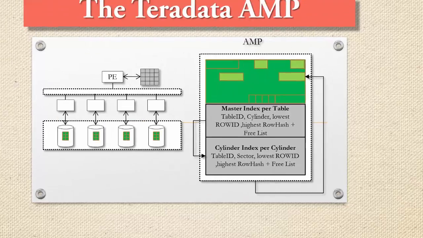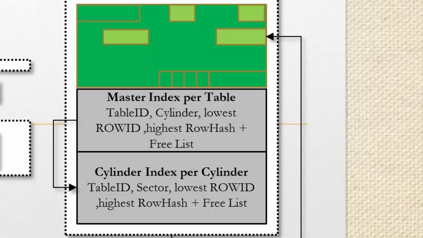On the right side of this slide, you can see a graphic representation of some of the major elements of the interior of an AMP, namely the master index and the cylinder index. The master index contains the table ID, the cylinder, the lowest row ID, the highest row hash, and the free list. The master index is always present in the AMP's cache. It is always present in the FSG cache, whereas the cylinder index is not necessarily always there and sometimes has to be retrieved from disk.